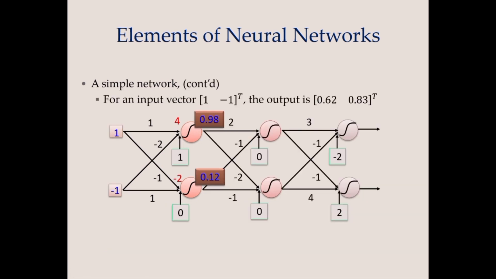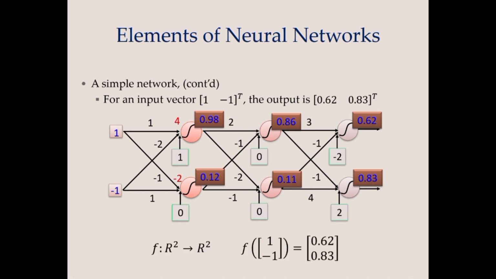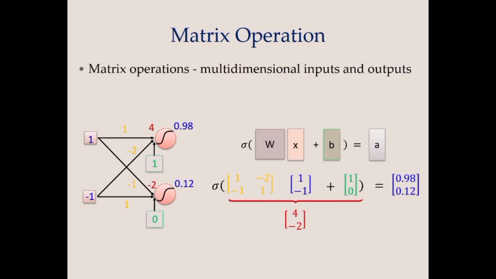Here it is represented in vector form. So we are getting 0.98, 0.12. Then after processing in two more layers, we get the final output as 0.62 and 0.83. So this is the input vector 1, minus 1, and we are getting 0.62, 0.83. This is how we represent it as a function f of (1, minus 1) equal to (0.62, 0.83). Multi-dimensional input and output is being represented.